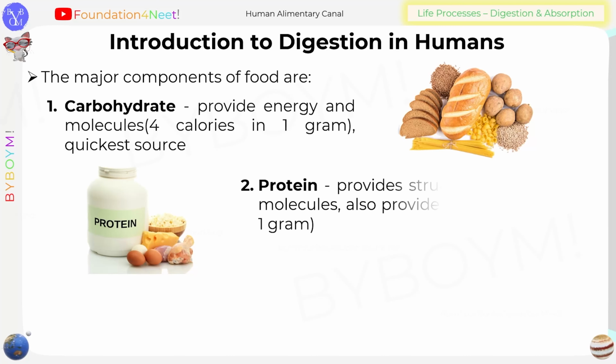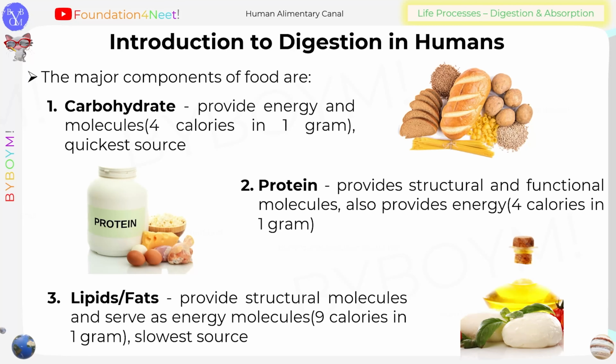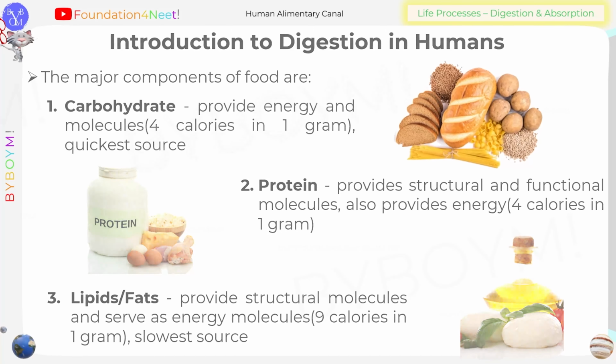So basically proteins play a lot more important role, and they provide energy that is equivalent to carbohydrate. They do not provide too much energy, but the next component, lipids or fat, provides the most energy, but is the slowest source. Cell membrane or plasma membrane is made up of lipids. So lipids play a very important role in our body. First is structural and second is energy generation. Now moving on to other components.